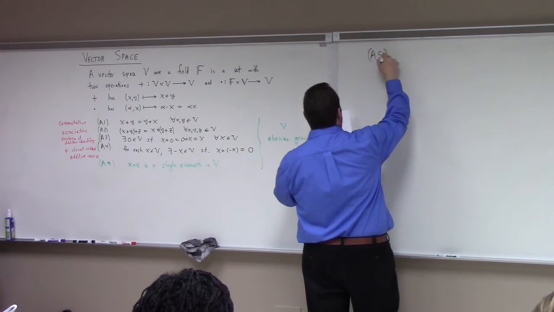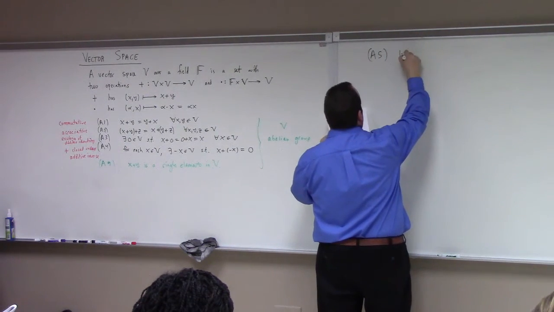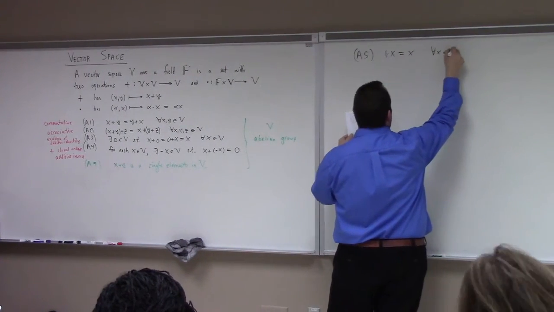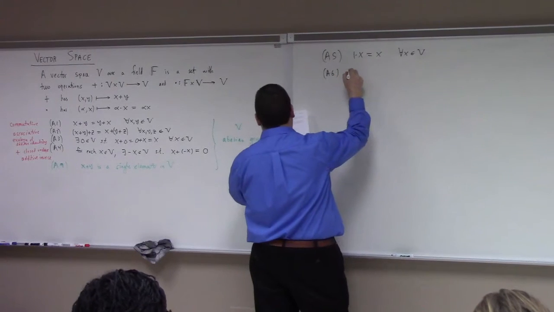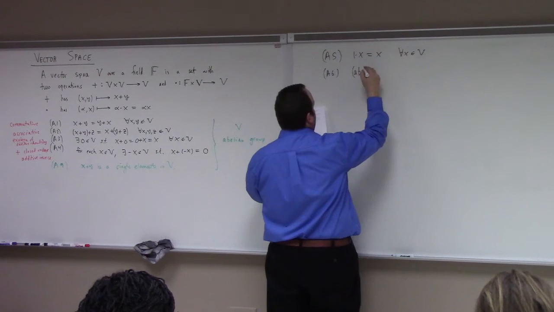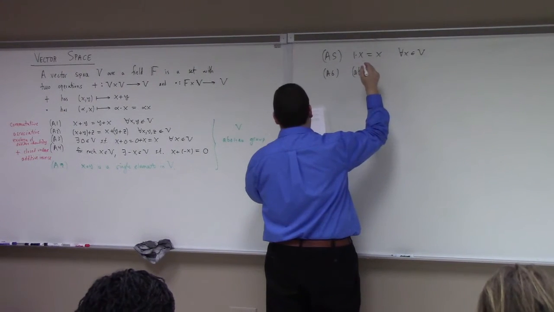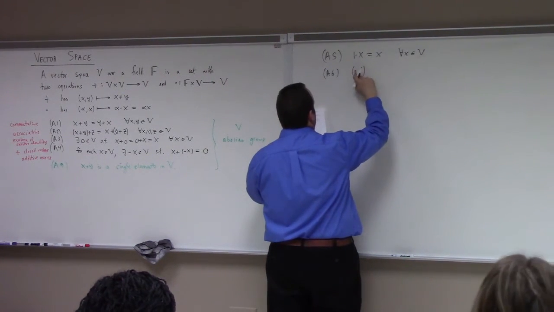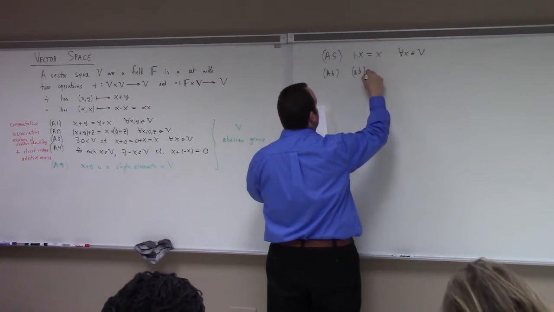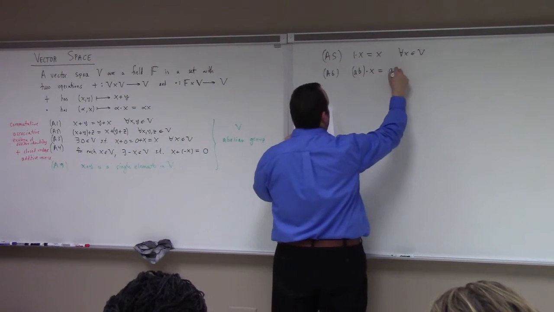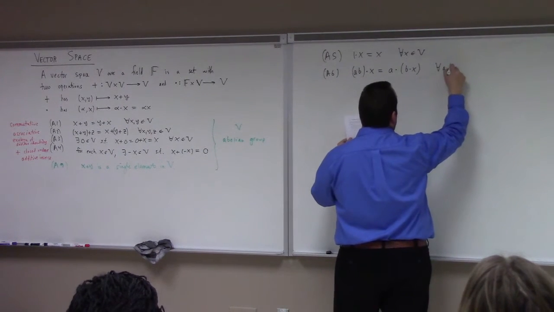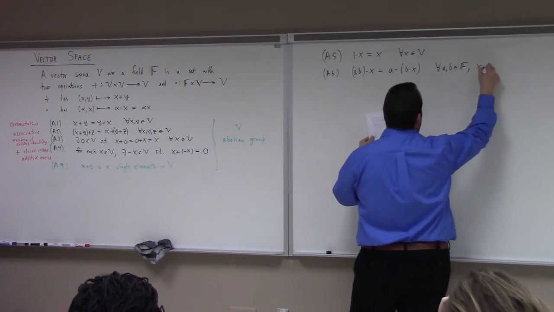Axiom 5 is that 1 times x is equal to x, for all x in V. Axiom 6 is that if we have A times B, so this is the multiplication in the field, A multiplied by B times x is equal to A scalar multiplied times B scalar multiplied times x. And that's for all A and B in the field and x in the vector space.